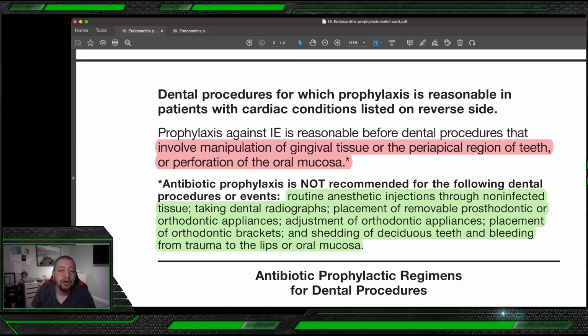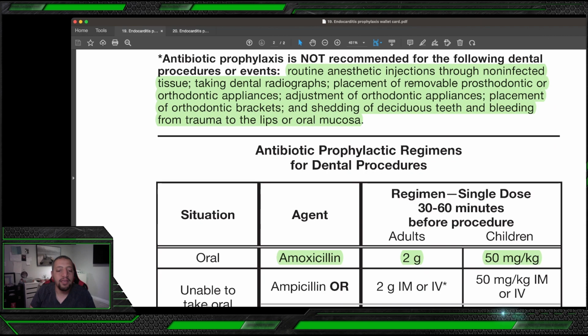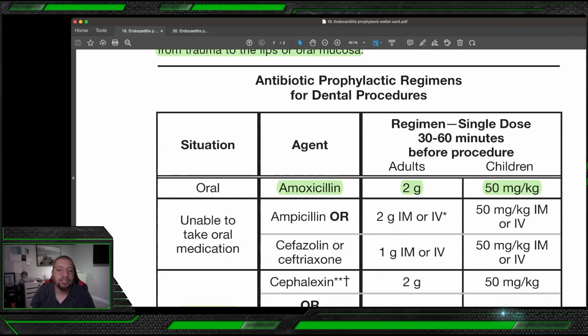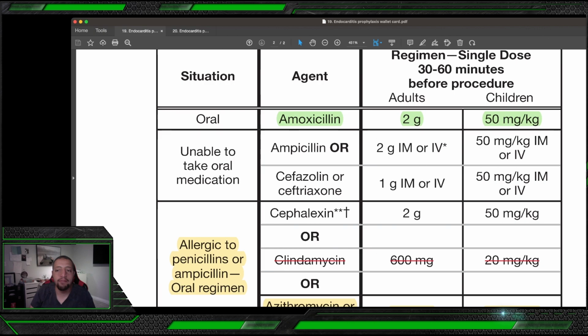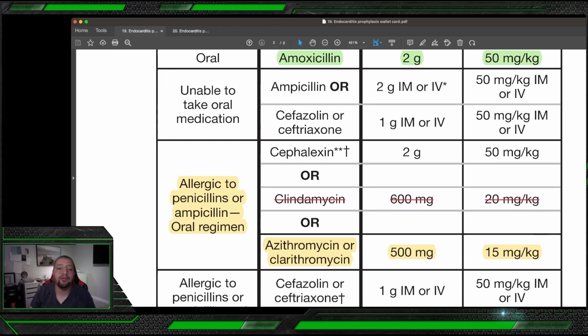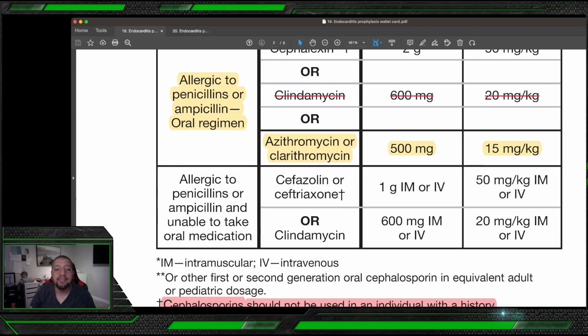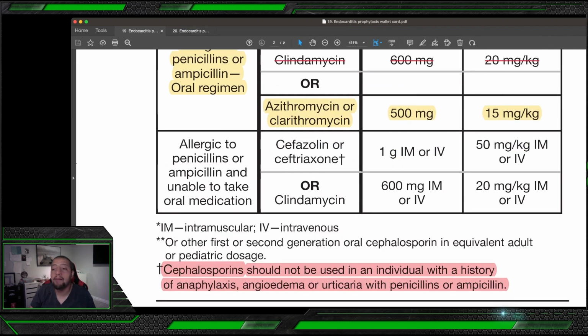And I want you to pay attention to the wording here: orthodontic brackets, not orthodontic in general. For the other ortho stuff, he might be eligible for antibiotics. And then here he speaks about the antibiotic regimen: amoxicillin 2 gram, and 50 milligram per kilogram for children. Clindamycin is not recommended anymore. If he's allergic to amoxicillin, you're gonna think about azithromycin or clarithromycin, 500 and 15. And if he cannot take oral, you're gonna give him cefazolin 1 gram IM or IV. So this is the guideline.